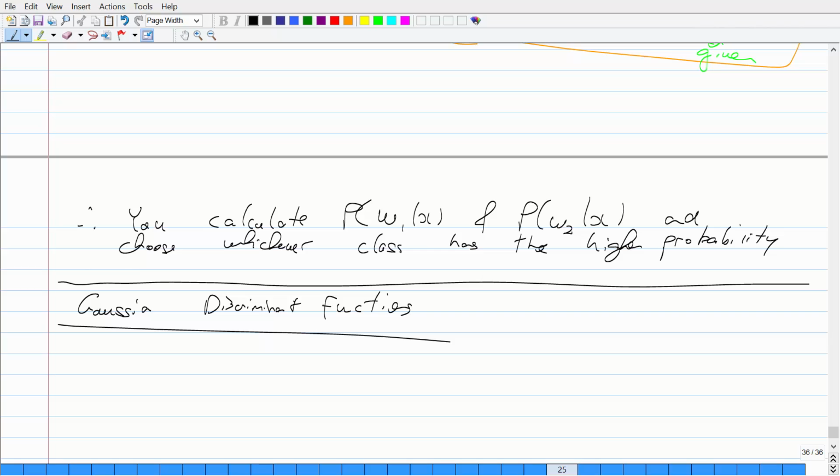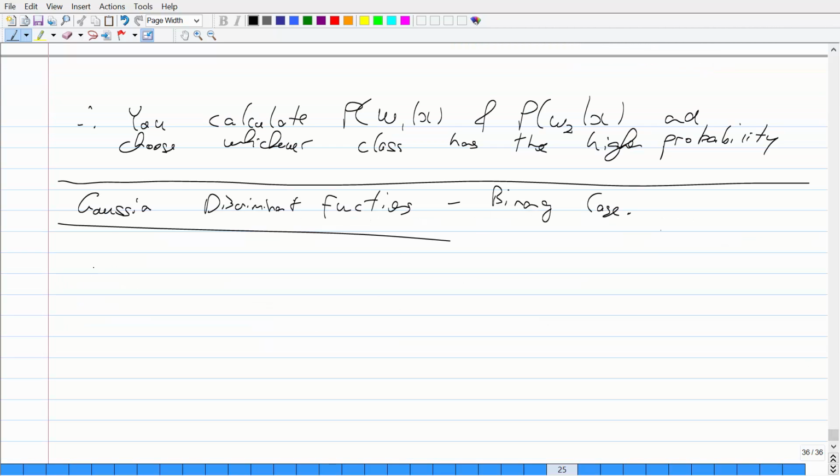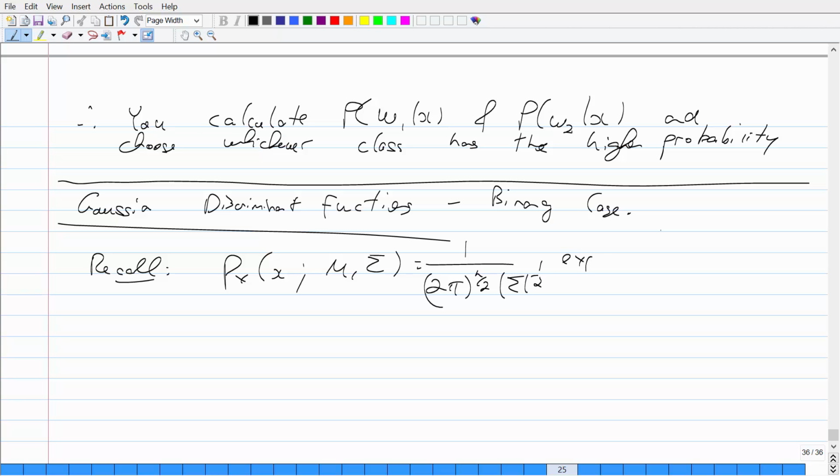Okay, we're going to take a look at the binary case by itself, just the binary case. Makes things a little easier. So if you recall, this was the multivariable PDF. It was 2 pi to the n over 2, and then this was square root, and then we have minus a half, x minus mu transpose inverse, and then finally this again. Okay, so this is the multivariable.